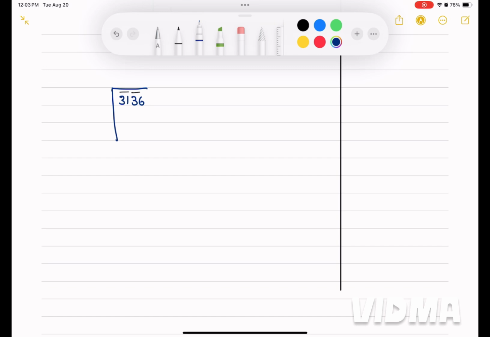Let's go for another. 6 6s are 36. Now 36 is larger than 31, so we cannot take 6. We have to take 5. Let's take 5. 5 here in the quotient. Minus 25. That's going to give you 6 as the remainder. Now bring these two down to make 636.